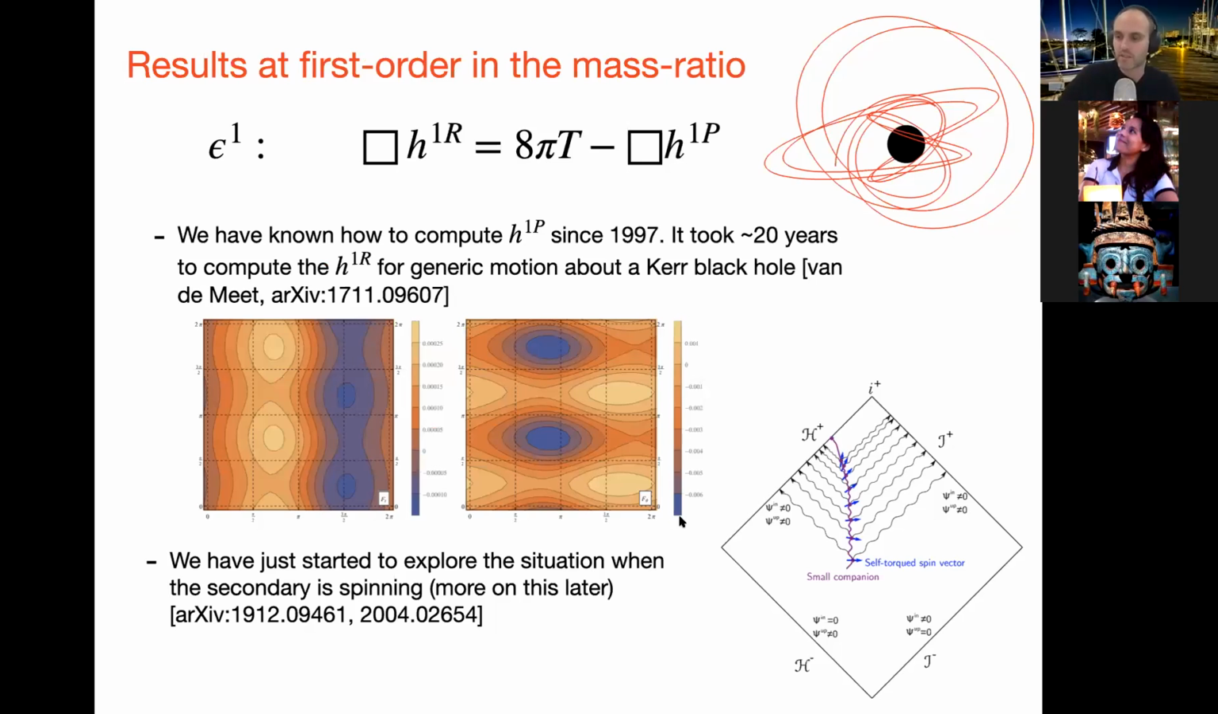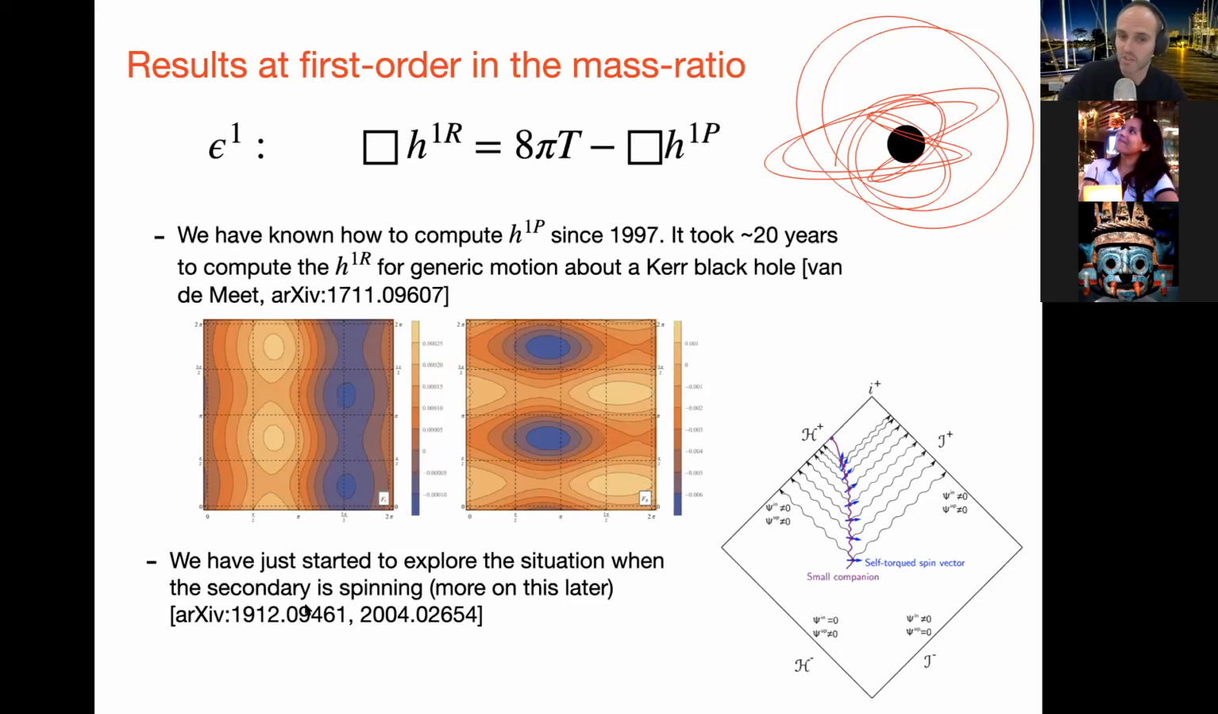I should just very briefly say, of course, there were lots of very exciting results at first order in the mass ratio. We first understood what this puncture field was back in 1997. And since then, pretty much 20 years until 2017, when Martin van de Meent published results for the first order self-force along a fully generic orbit in Kerr spacetime.